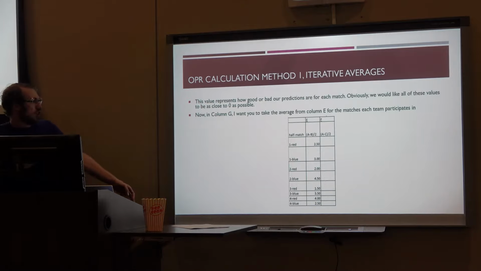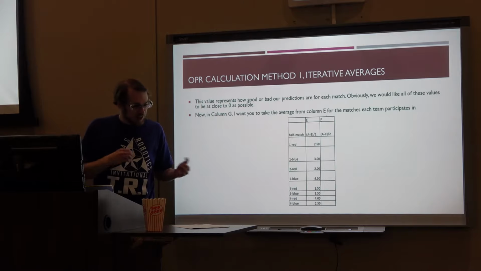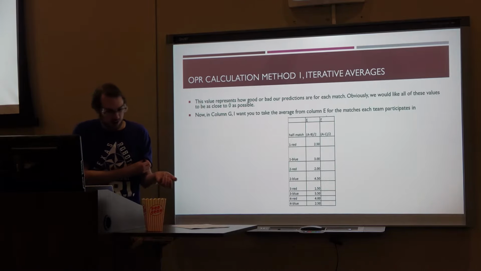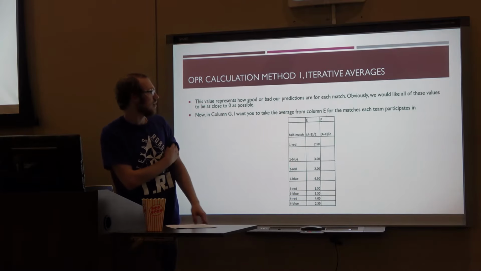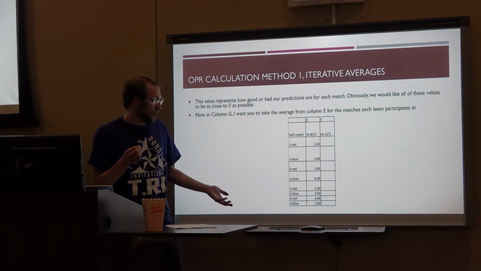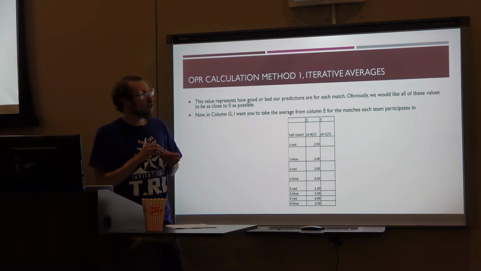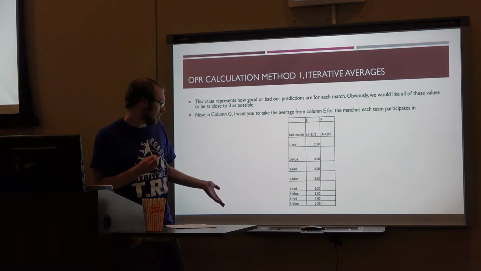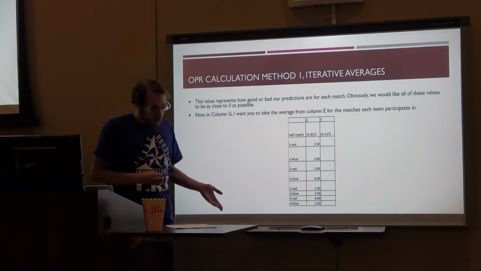So this value here in column E is an estimate of how good or bad our predictions are for that half match. So high absolute values are not as good of guesses, and low absolute values are better guesses. So pretty straightforward.